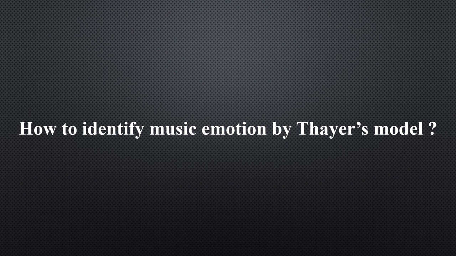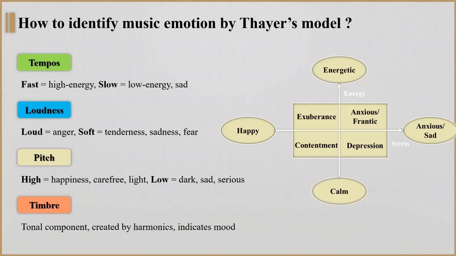How to identify music emotion by Thayer's model. There are 4 indexes to identify music emotion. Tempo. Think of tempo as the music speed. It's like the rhythm of your favorite song. Faster tempos often make us feel excited, while slower ones might make us feel calm or sad.